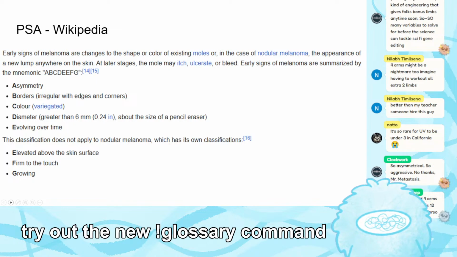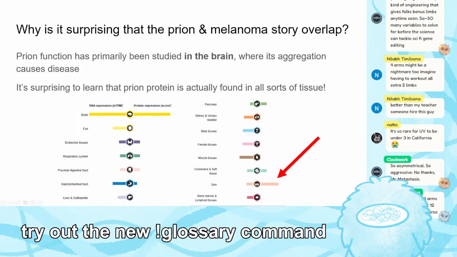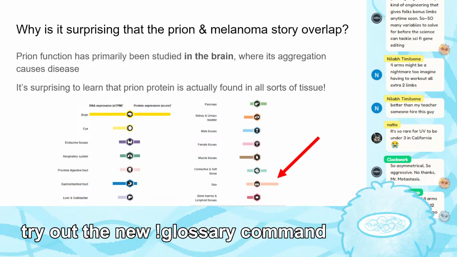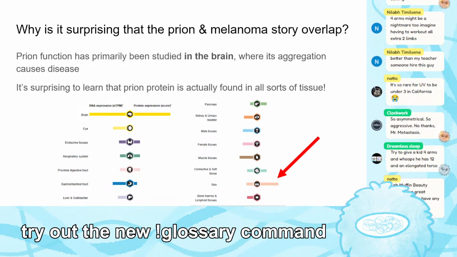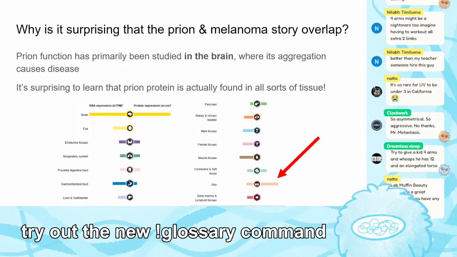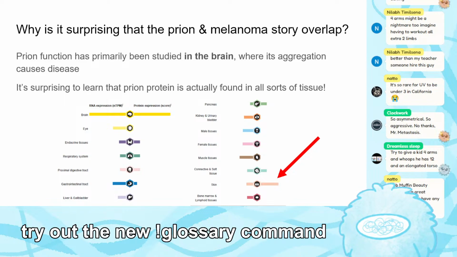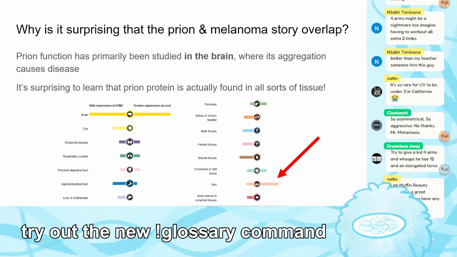All right, so I was really, really shocked at the fact that the prion protein was found to be important in the development of skin cancer. This was really, really shocking to me. Why is it shocking to me? Because, as you know from my prion video, I focused almost entirely on the role of prions in the brain, right? We know prions are important for neurodegenerative diseases. We know that they are expressed in the brain.